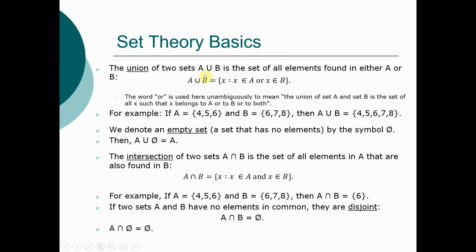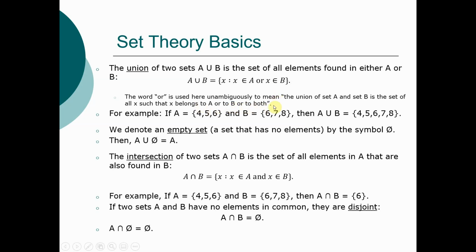So if you have two sets A and B, the union of the two sets is the set of all elements found in either A or B. So A union B is comprised of all the elements in A or B. And the word "or" here means the union of sets A and B is the set of all x such that x belongs to A or to B or to both.